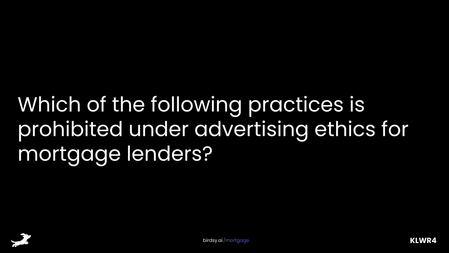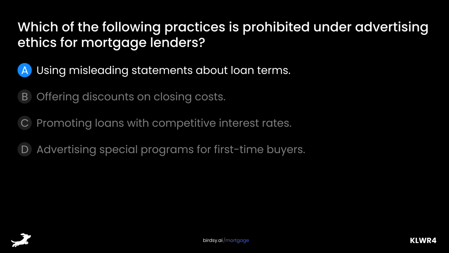Which of the following practices is prohibited under advertising ethics for mortgage lenders? Is it A. Using misleading statements about loan terms, B. Offering discounts on closing costs, C. Promoting loans with competitive interest rates, or D. Advertising special programs for first-time buyers? The answer is A. Using misleading statements about loan terms.